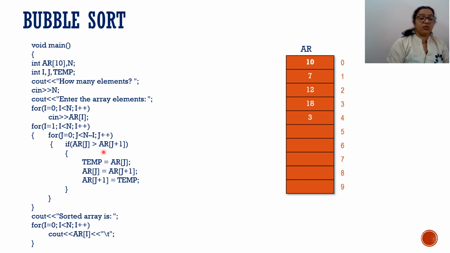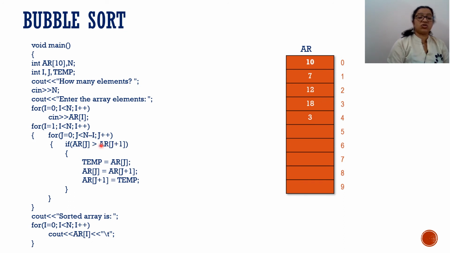Okay, now what we want to compare: if AR of j is greater than AR of j plus 1. So this is the comparison of adjacent cells. So j is 0 now. So AR of 0, is it greater than AR of 0 plus 1, that means AR of 1? 0 and 1 we are comparing. AR of j means AR of 0, AR of j plus 1 means AR of 1. So 10 and 7 we are comparing. Here 10 is the greatest one, so this condition is true.